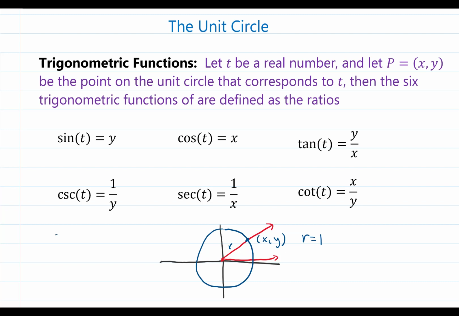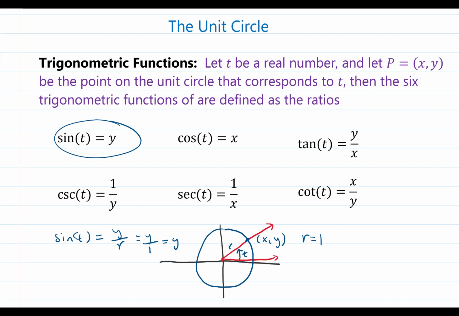So again, previously we would have said sine of angle t, t being this angle right here, would be equal to y over r, the ratio of y and r. But now we're saying since r is equal to 1, because this is the unit circle, this is equal to y over 1, which is just equal to y. So sine of angle t is equal to y. Likewise, cosine of angle t is equal to x.